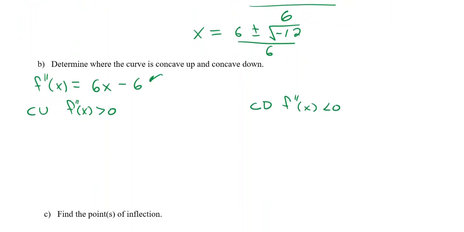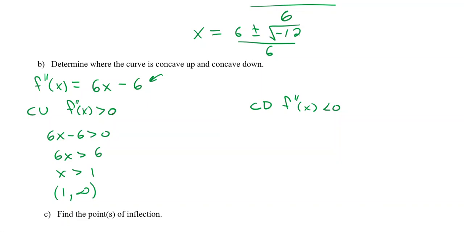So if this is our second derivative, then let's say, okay, where is 6x minus 6 greater than 0? We'll just solve this inequality. So we get 6x is greater than, sorry, than positive 6. Then we'll divide both sides by 6 here, so we get x is greater than 1. So this will be the case when we're between 1 and infinity.